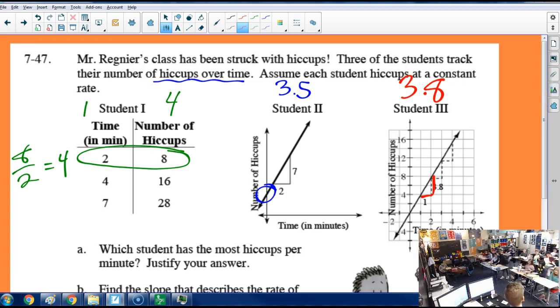Alex? How do you have half a hiccup? It's averaged. So over the span of 2 minutes, they only hiccup 7 times. So if we looked at the 1 minute time span, that's like saying how many pizzas do I eat each week? I'm sure it's not a whole number, right? Like, I'm pretty sure.